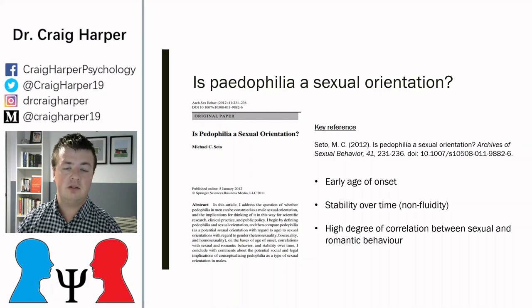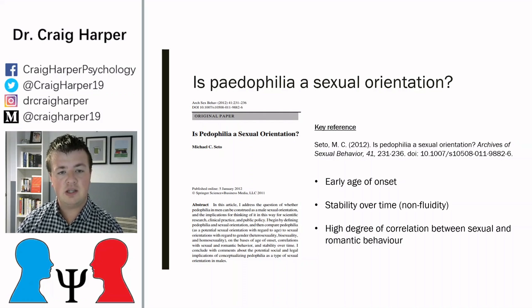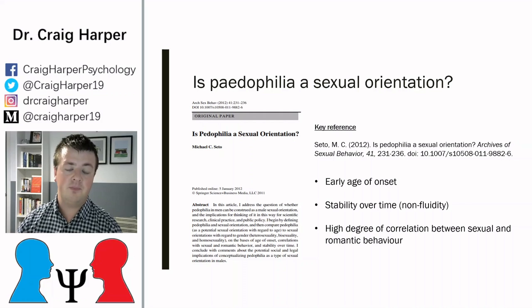Back in 2012, Michael Seto, who's another high-profile researcher in this area, set forward a review of the existing literature on sexual orientation, and he thought that there were various different criteria that we could use to see whether or not paedophilia matches that definition of sexual orientation. He suggested that a sexual orientation has an early age of onset, so around the age of puberty, maybe slightly earlier than that. It has stability over time, it's not fluid and you can't change it through things like conversion therapy. And there's a high degree of correlation between sexual and romantic behaviour, and we'll look at that in a bit more detail in a future video when we look at emotional congruence.